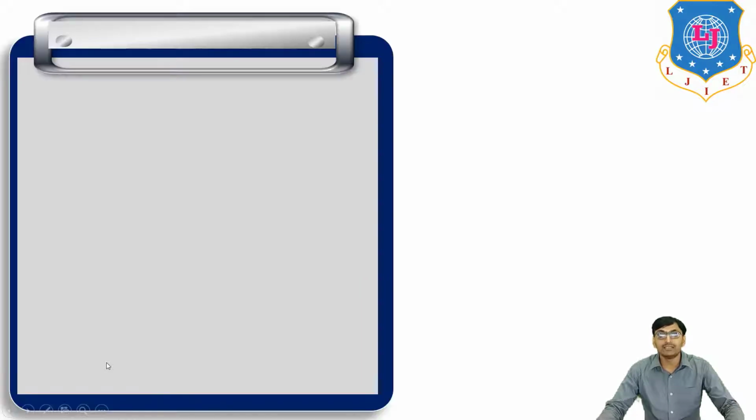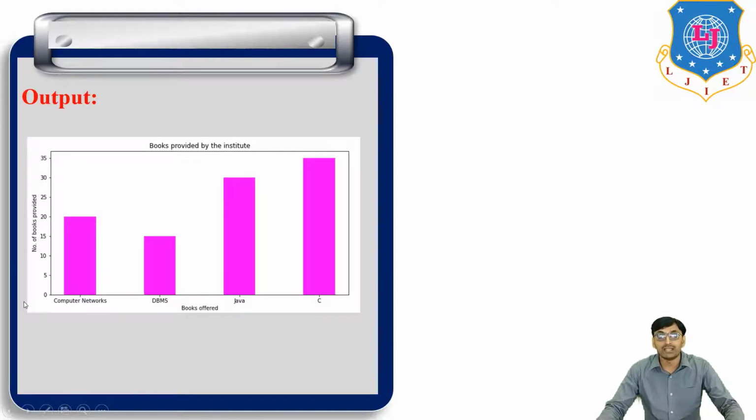So if we run this program, then the output is one type of bar chart. Okay, in the x-axis books offer, in the y-axis number of books provided, and the title books provided by the institute. This first one is computer network, second DBMS, third Java, and fourth C. Okay, and how many books are offered is given in the dictionary. Key value, key value, key value pair.